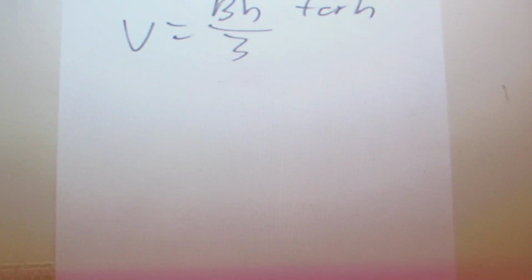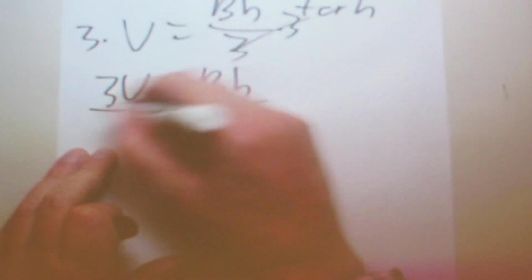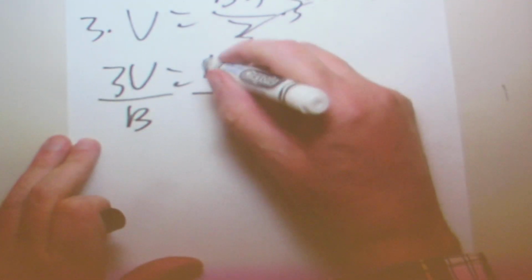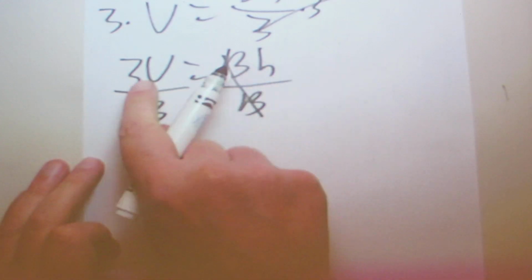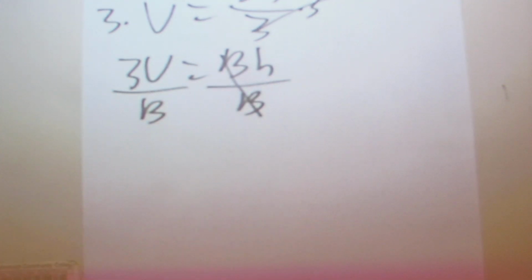Next, let's say that we have v equals bh over 3, and we have to solve for h. So what we're going to do is multiply both sides by 3. These 3's cancel. We have 3v equals bh. Divide both sides by b. The b's cancel. H equals 3v over b.